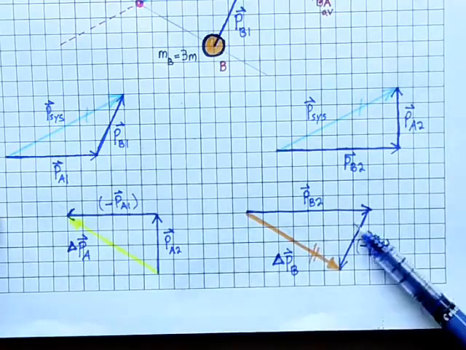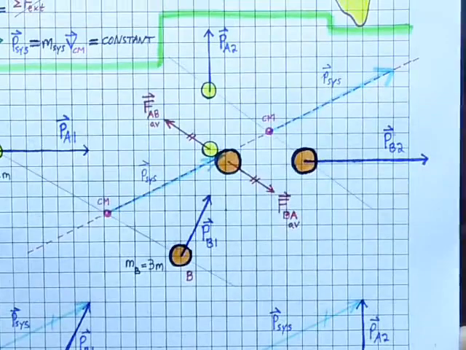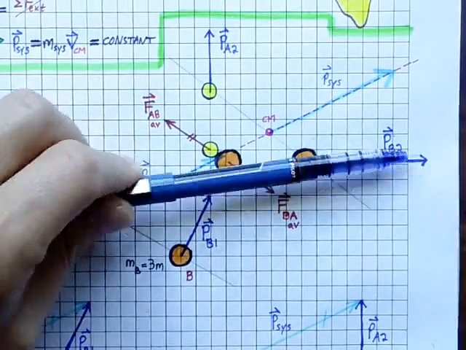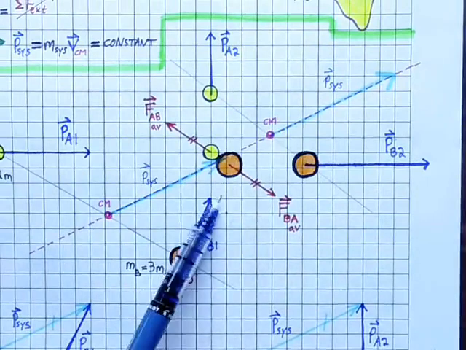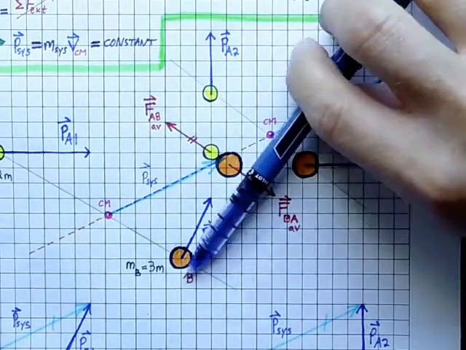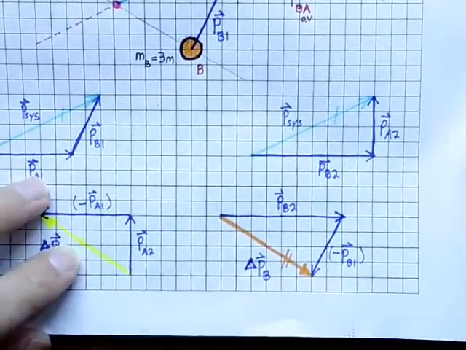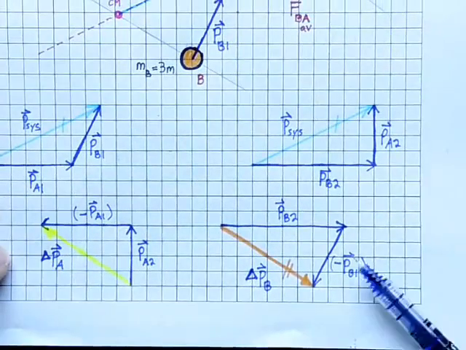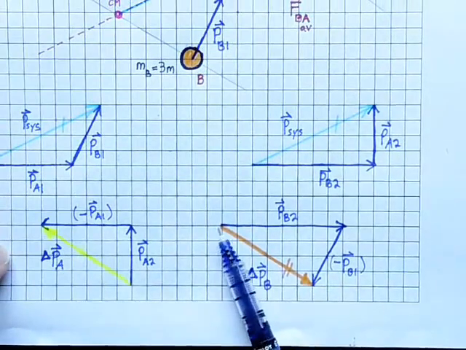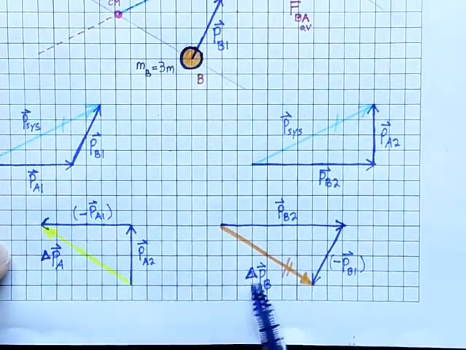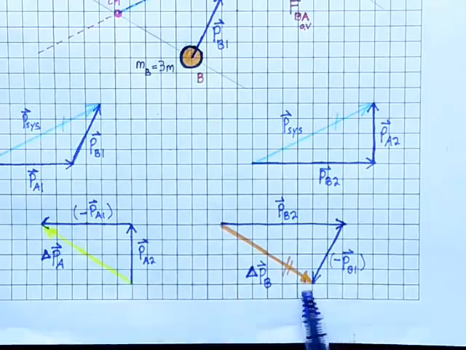Now for B, I can construct the same thing, the change in momentum for B, B final minus B initial. So here's B final, here's B initial, so I can take this vector minus that one, meaning I take the opposite of this one and add it to that one. So here's P_B2 plus the opposite of P_B1, and the sum of those is the vector pointing from the beginning of the chain to the end of the chain. That's delta P_B, the change in momentum of B, and that's this orange vector here.